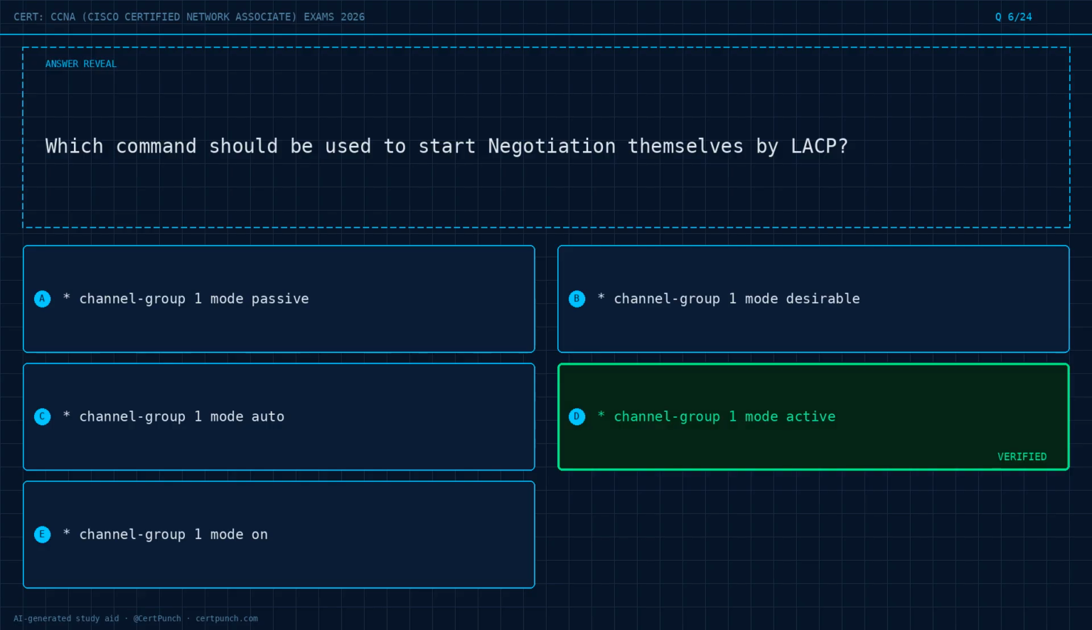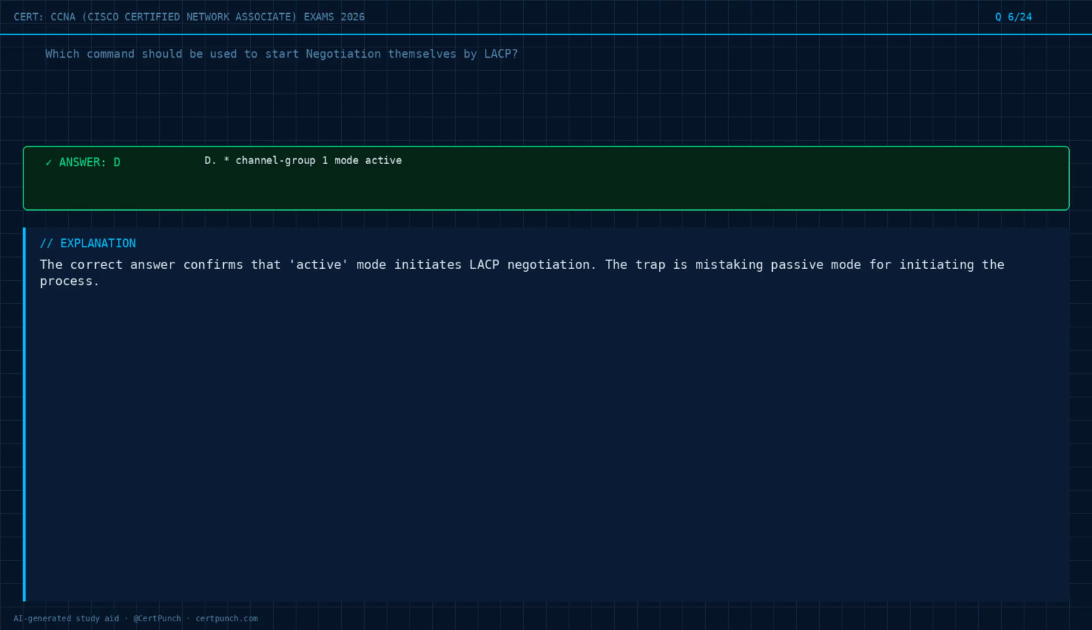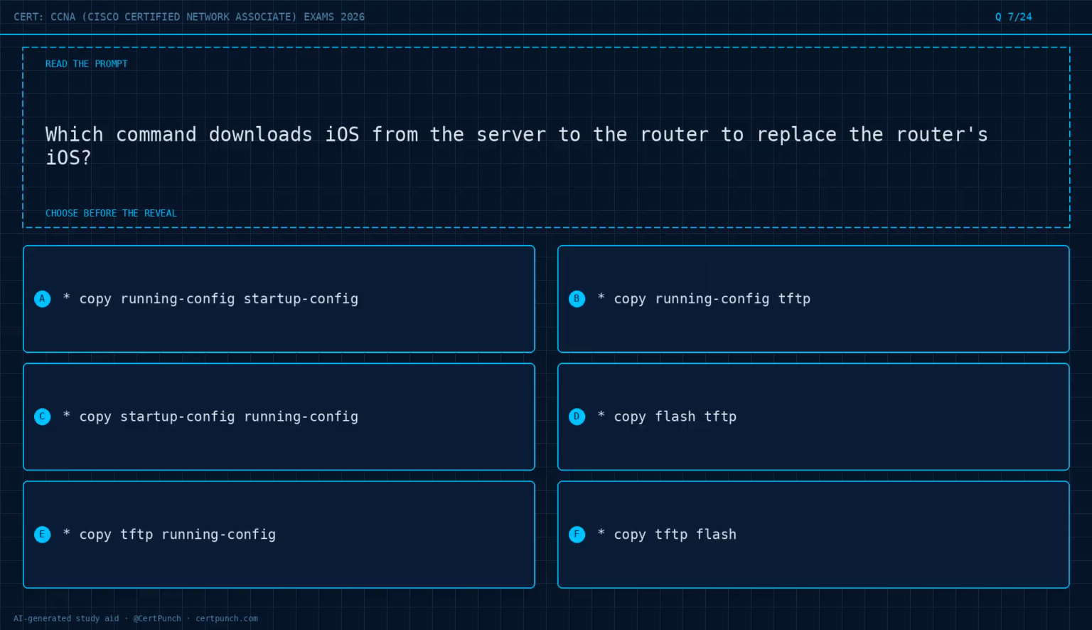The answer is option D. What the exam tests here, the correct answer confirms that active mode initiates LACP negotiation. The trap is mistaking passive mode for initiating the process.